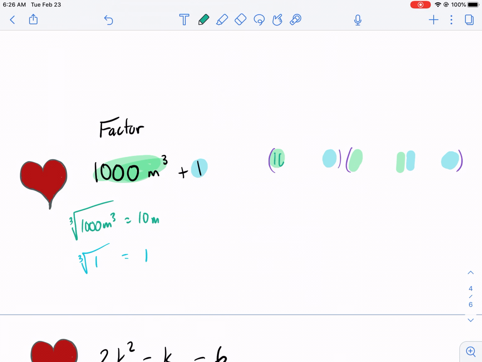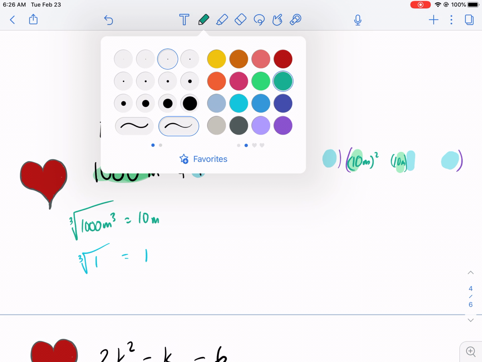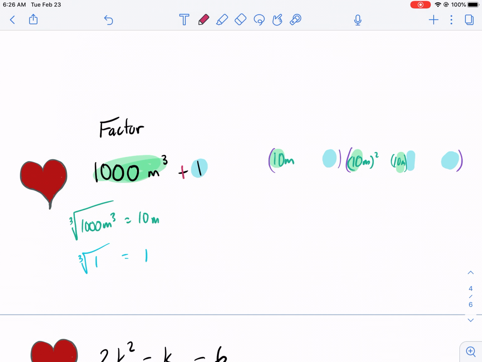For my green, I get 10m. I'll put that in parentheses squared, and then I'll put 10m here. I'm going to also put that in parentheses. Since it's plus here, this is sum of cubes. So I'm going to put plus in the first parenthesis. The last term is always plus, and then this one is minus.